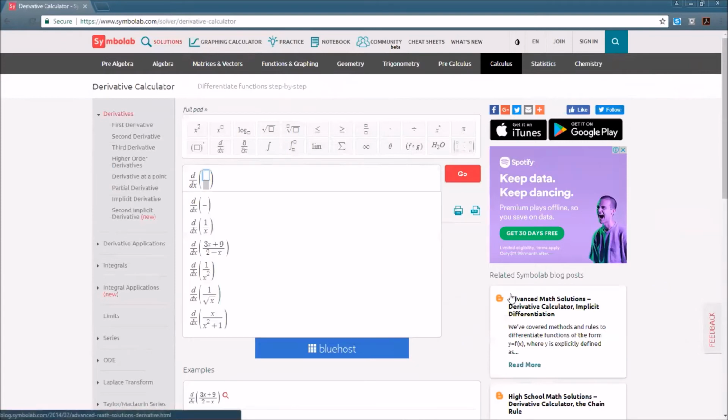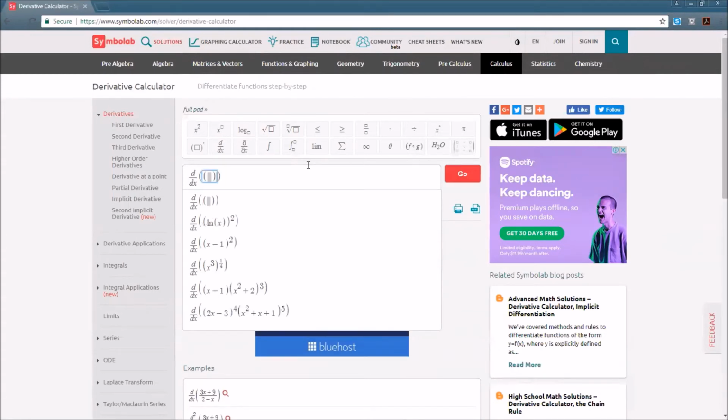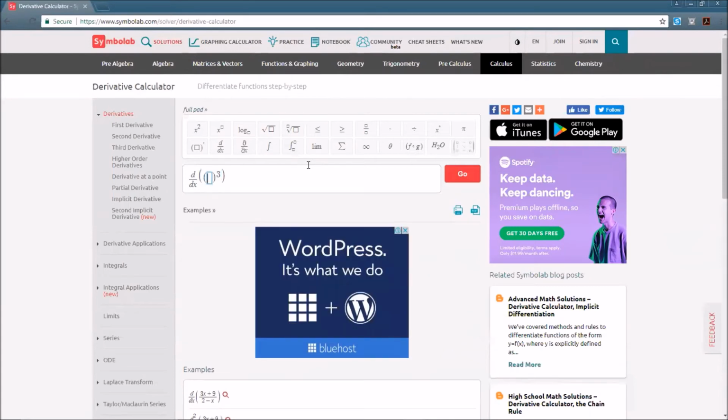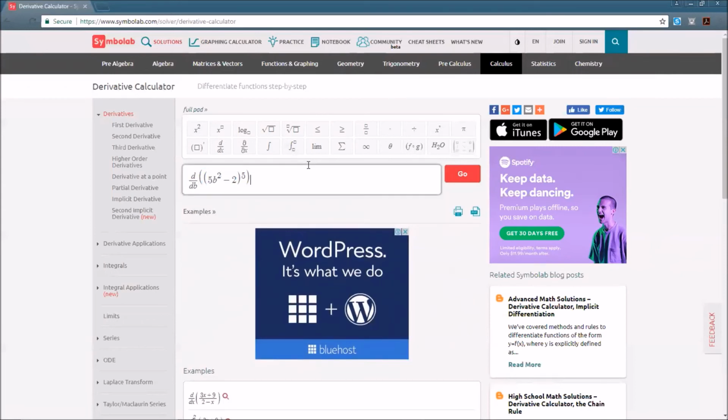But I thought I made a bit of a mistake, which I did in some respects, but it wasn't a complete and utter mistake. I need to focus. So we've got 5b squared minus 2, and this has been derived with respect to b.